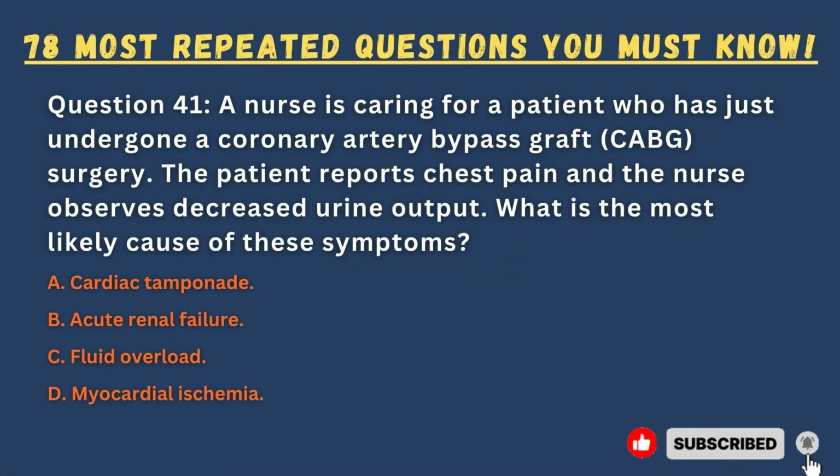Question 41. A nurse is caring for a patient who has just undergone a coronary artery bypass graft (CABG) surgery. The patient reports chest pain, and the nurse observes decreased urine output. What is the most likely cause of these symptoms? A. Cardiac tamponade. B. Acute renal failure. C. Fluid overload. D. Myocardial ischemia.